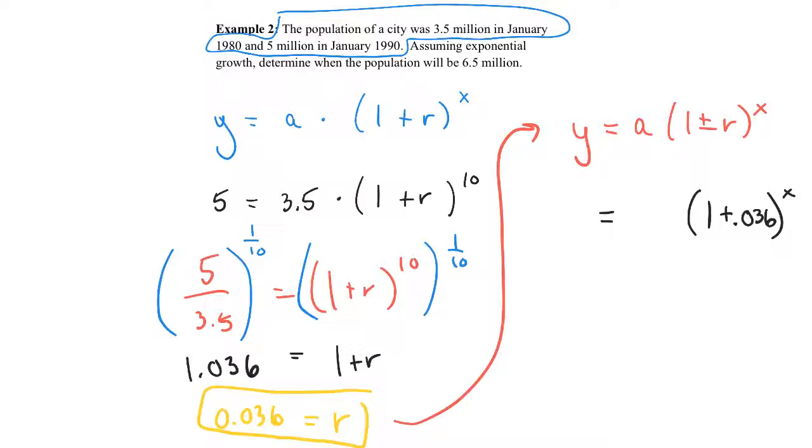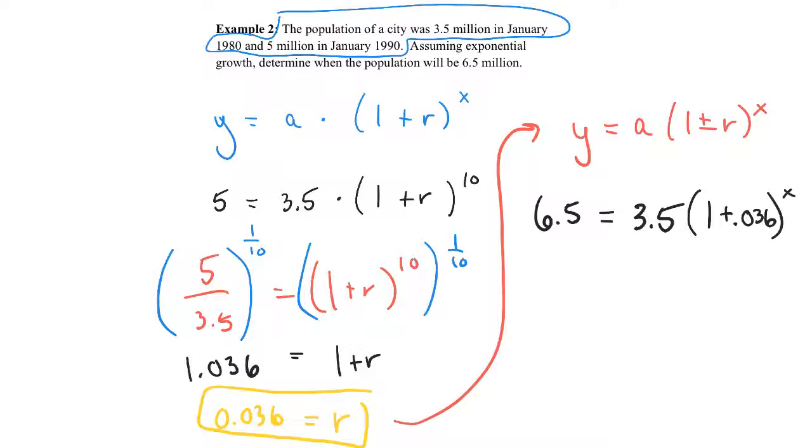We could start at 5 million, which is later in time, and do that also. It doesn't matter either way. But let's say we start at 3.5 million. And what do we want to know? When the population reaches what number? 6.5. Yeah, and that goes in for Y. That's what we're trying to figure out. So ready? Take a look at this equation. We are trying to figure out X, which is when it will happen, with a growth rate of 3.6%, when we start at 3.5 million and we're trying to get to 6.5 million.